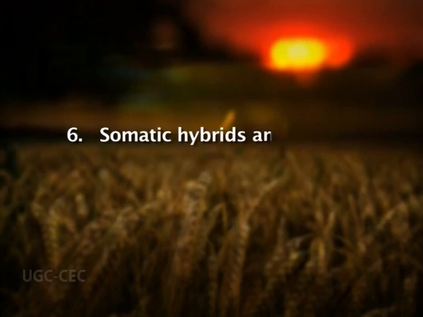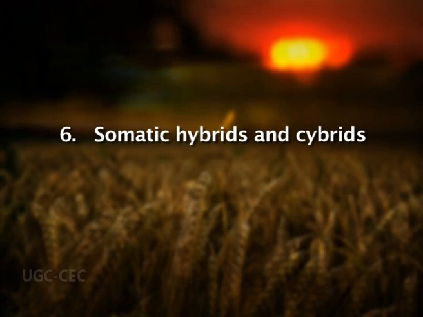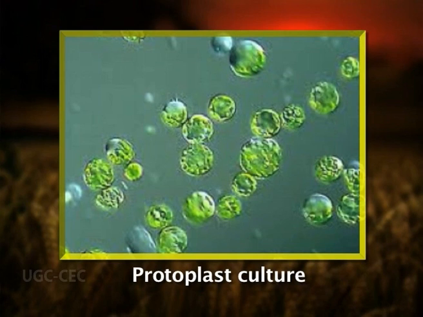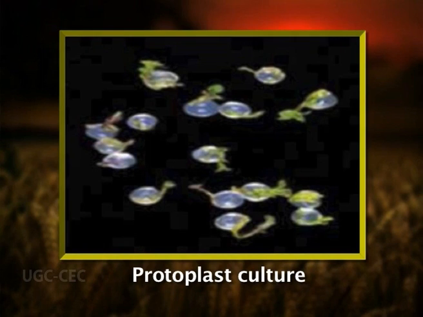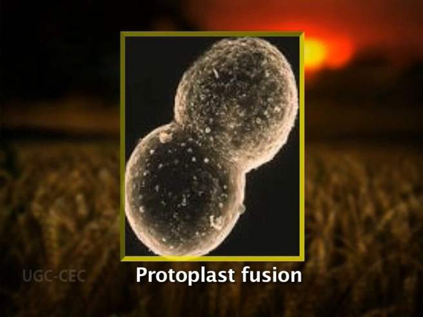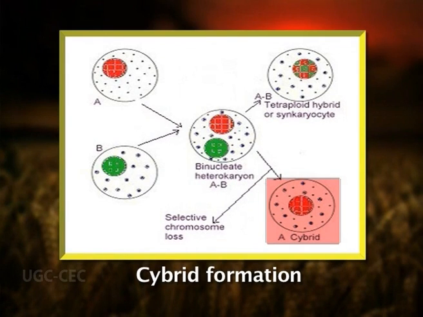Another important application of tissue culture is somatic hybrids and cybrids. Protoplast culture is an important in vitro technique for production of somatic hybrids and cybrids. A somatic hybrid is produced by fusing protoplasts of two different species, whereas a cybrid contains nuclear genome of one parent and cytoplasm of two different parents.